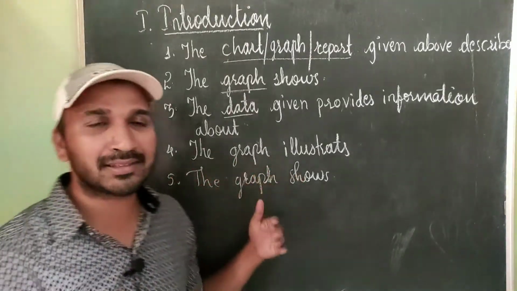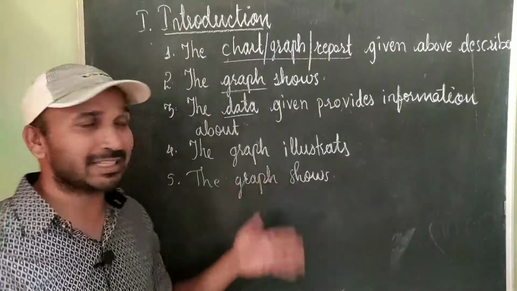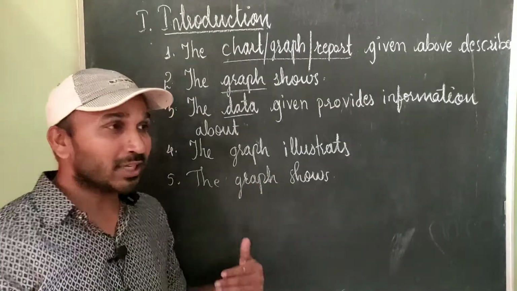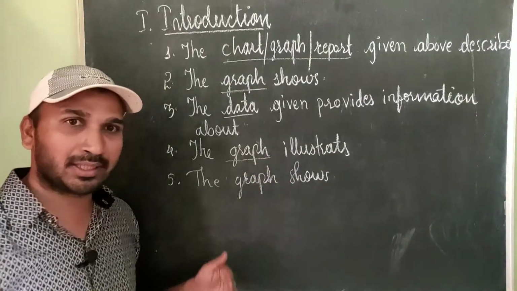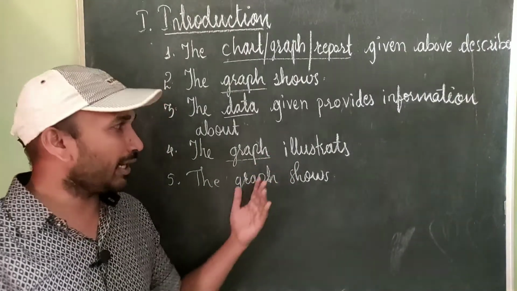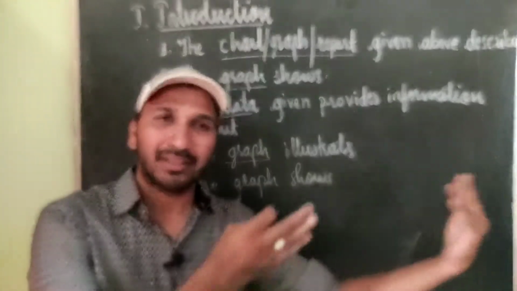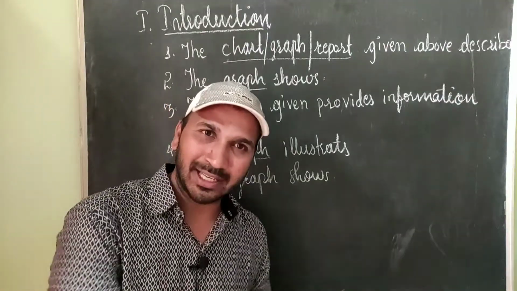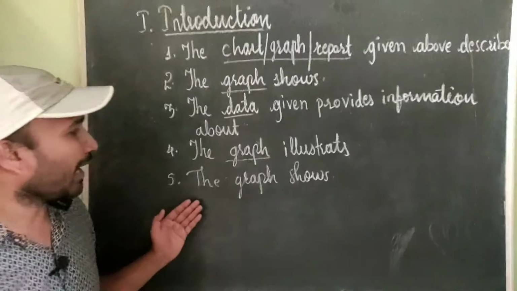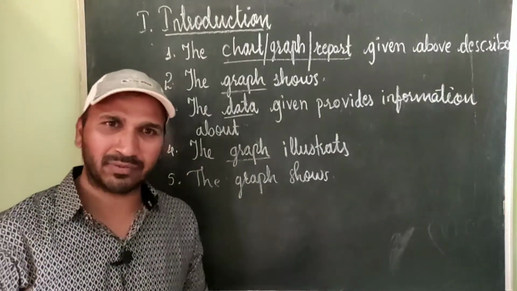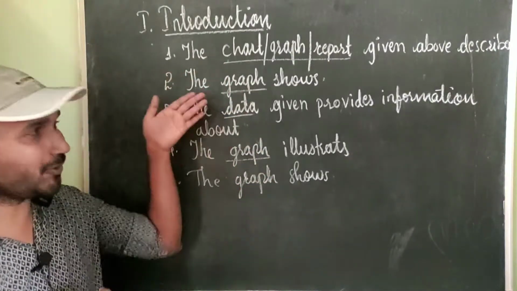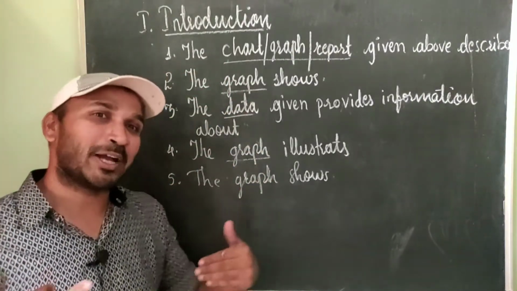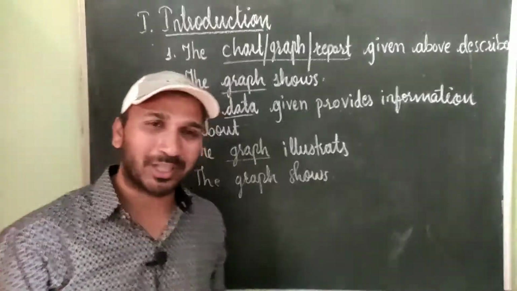The graph illustrates. This is a good word that you can use; "illustrates" is a good word. So the graph or the chart or the data illustrates that, and in the question you will get the further information. And the graph shows that. In this way also you can start your first line. Among these five you can select any one line and start your introduction part.